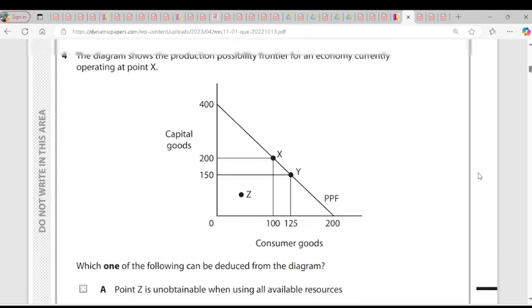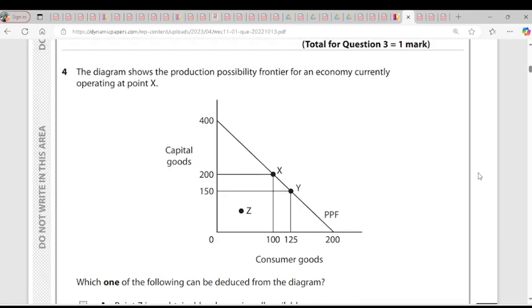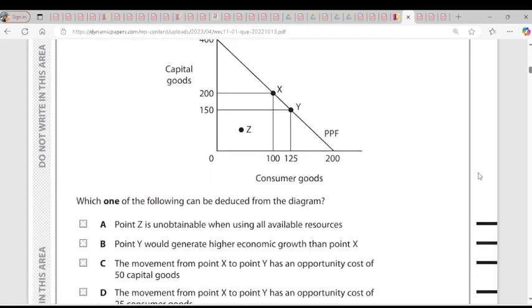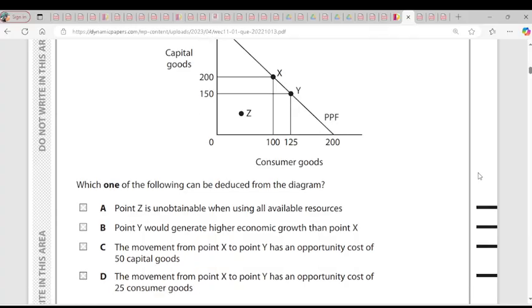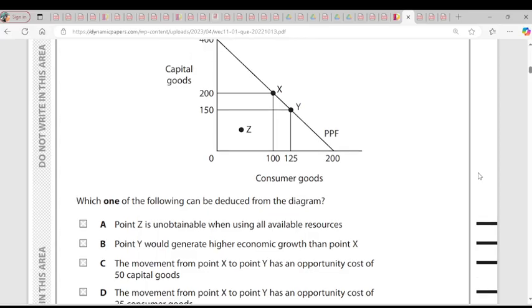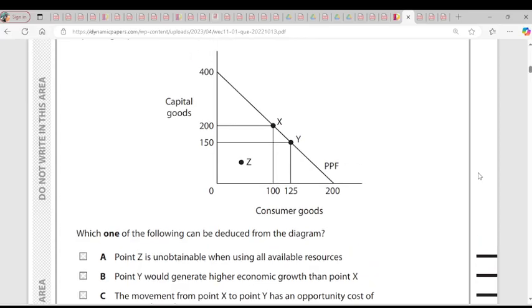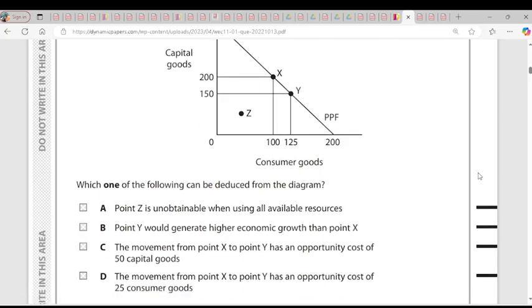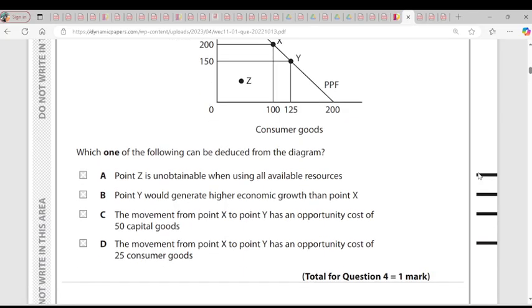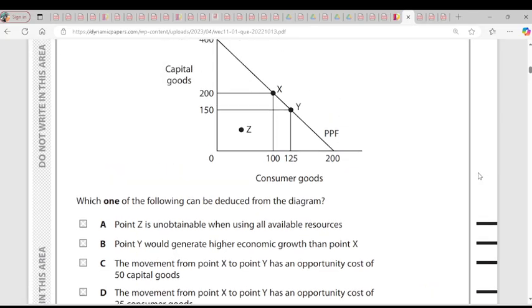So here they said the diagram shows the movement from X. Which one of the following can be deduced from the diagram? Point Z is unobtainable when using all available resources. There's no point Z. Point Z is inward, so that means resources are not fully utilized. So it's not A. Point Y will generate higher economic growth than point X. No.